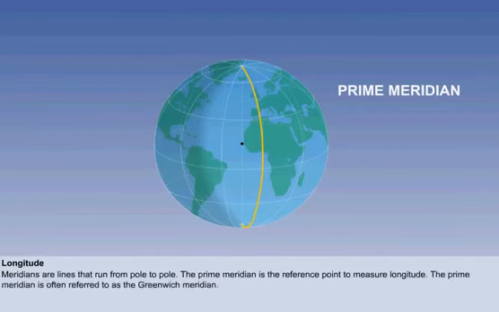The prime meridian runs from pole to pole and bisects a place in London called Greenwich. The prime meridian is often referred to as the Greenwich meridian for this reason.